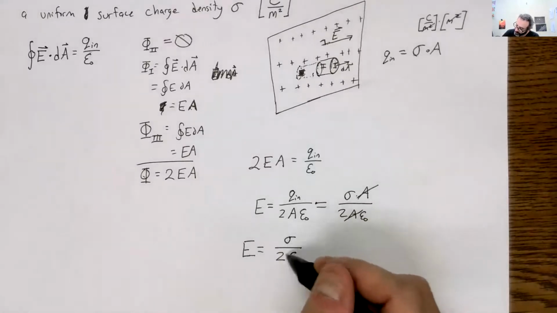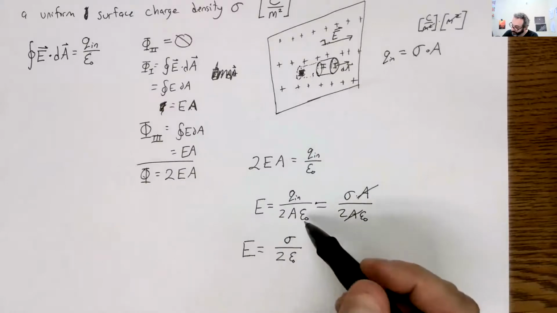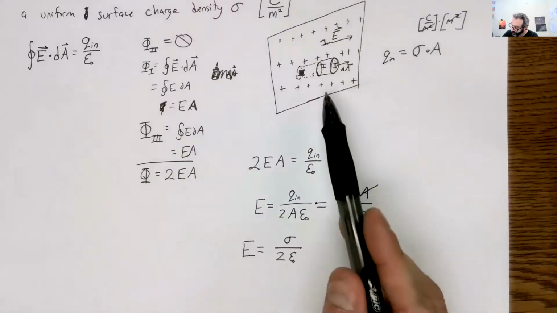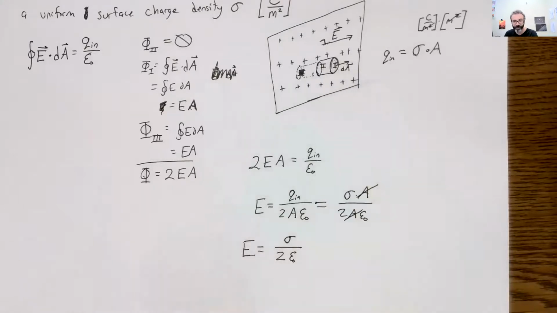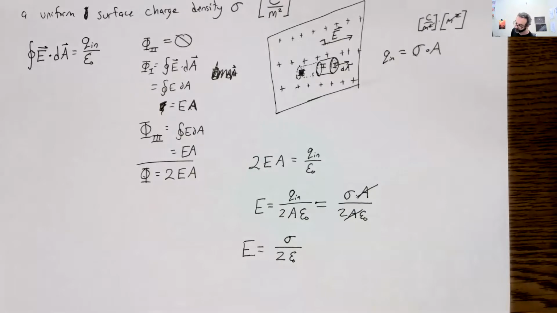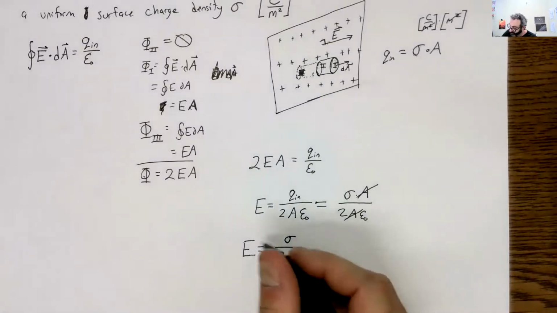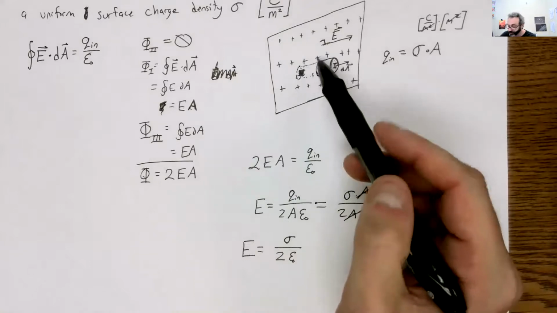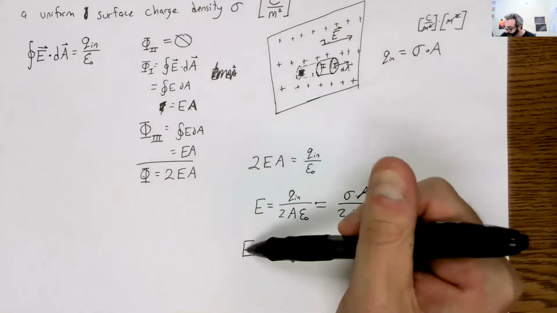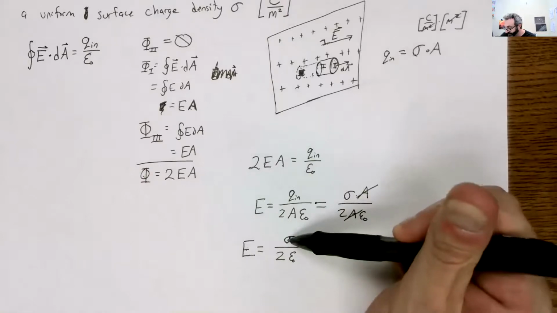Or let me put it this way, is there anything in this equation that's related to d, the distance from the plane of charge? Wait, sorry. Density. Well, it does depend on the charge density, right? So if we put more coulombs per square meter on this plane, then we're going to have a bigger electric field, right? So the electric field depends on the charge density.